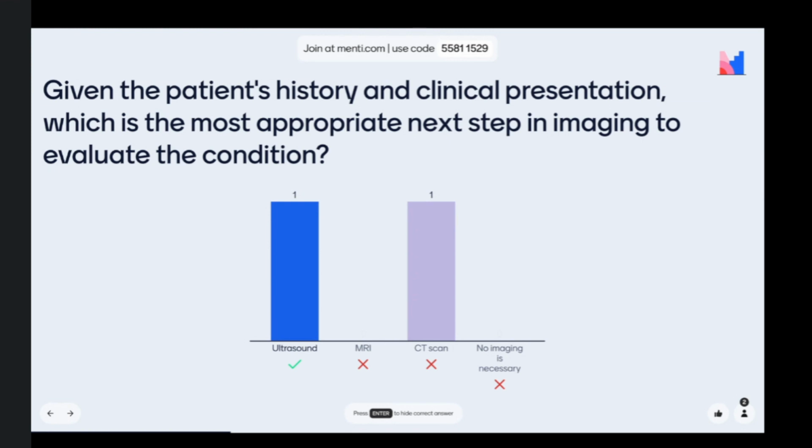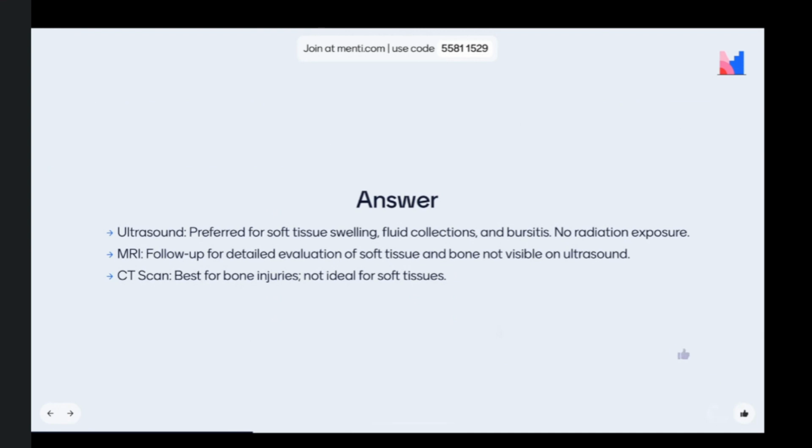So the right answer was the ultrasound, and now we will see why. It was the ultrasound because the ultrasound is preferred for soft tissue swelling, fluid collection, and bursitis, and there is no radiation exposure. For the MRI, yeah, it's good, but it's more of a follow-up. If we want to see more details in the soft tissue, we'll do the MRI. And the CT scan is best for bone injury, so it's not really ideal for soft tissues.